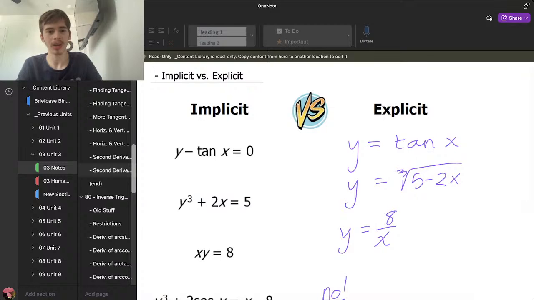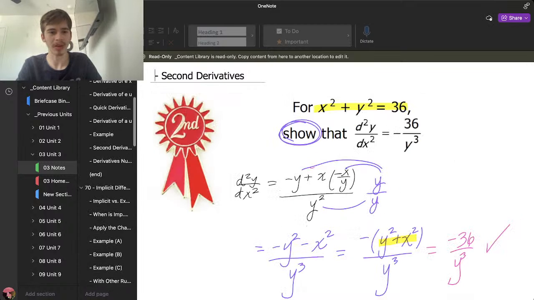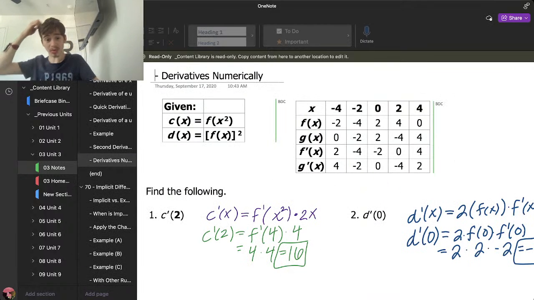Okay, table method. Oops, that's not the table method. I guess sometimes you have to look at the table and know your stuff. I guess just do.